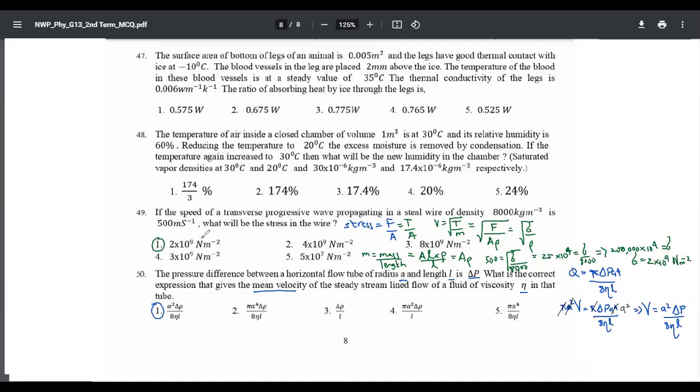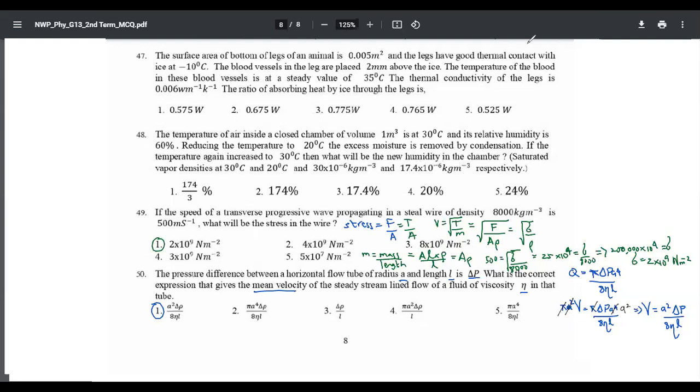So that is question 49, first answer. And then moving on to the next one, 48. The temperature of air inside the closed chamber of volume 1 meter cubed is 30 degrees Celsius and its relative humidity is 60%. Reducing the temperature to 20 degrees, the excess moisture is removed by condensation. If the temperature again increases to 30 degrees Celsius, then what will be the new humidity in the chamber? Saturated vapor densities at 30 and 20 degrees are 30 and 17.4.